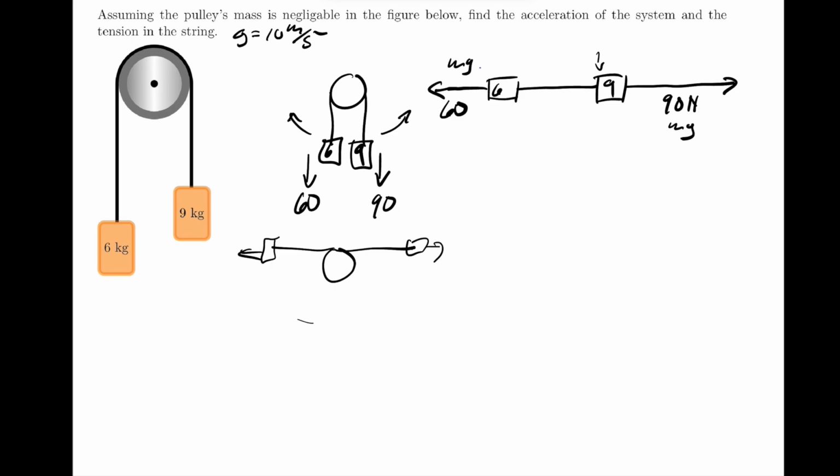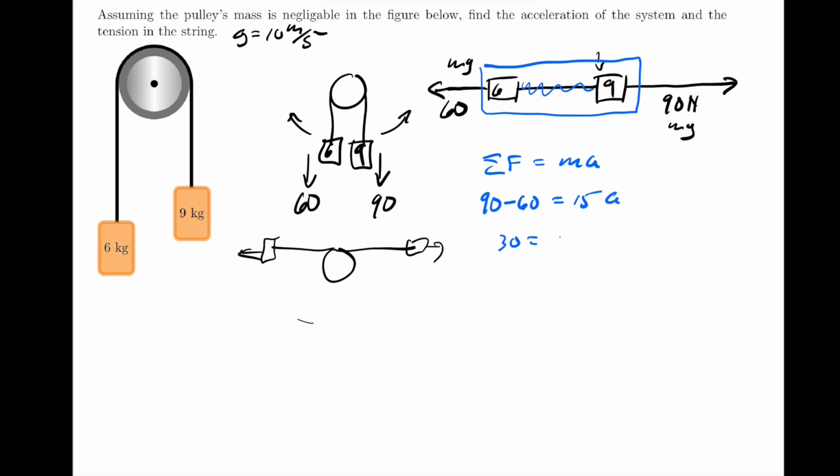And now if I put a box around them, like that, and I just ignored the tension for the time being and pretend that they're one mass, I could say this: the summation of all the forces is equal to ma. Now what I've got is 90 to the right, so I'll make that positive, and 60 to the left, and I know it's going to accelerate to the right, so the right direction is positive, like I said before. So this would be 90 minus 60 is going to be equal to 15a, and I get 30 is equal to 15a, and the 15 is coming from me just adding the 9 and the 6. So I divide both sides by 15, and I get a is equal to 2 meters per second squared, just like I did before.